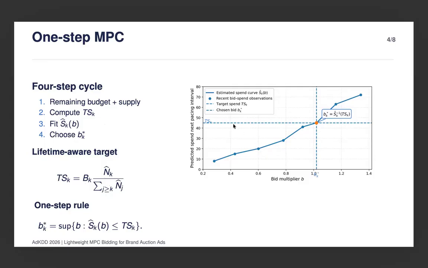So here in the plot, we start from the horizontal target line, and then we move to the fitted curve, and then drop to the bid axis. We then apply that bid, observe the spend and results, update the window, and solve again. Although the action horizon is one interval, this repeated feedback and reoptimization preserve the receding horizon behavior.